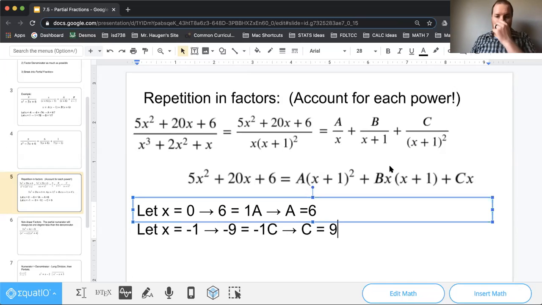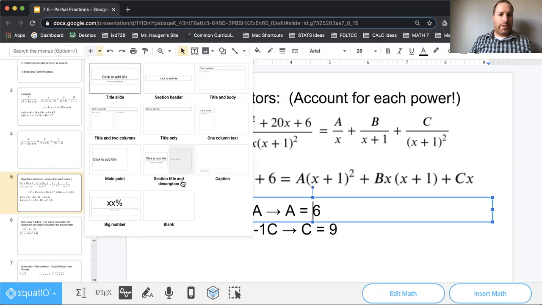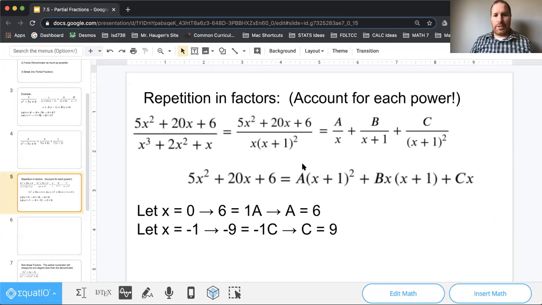If we get to a point where we can't plug something in, like 0, to make this cancel, and I don't want to plug in too much stuff, what we can do is take these values that we have for a and c, use these back in the equation, and then throw everything that doesn't have a b over to the other side. And so I'm going to add in a blank slide so we can see that happening.